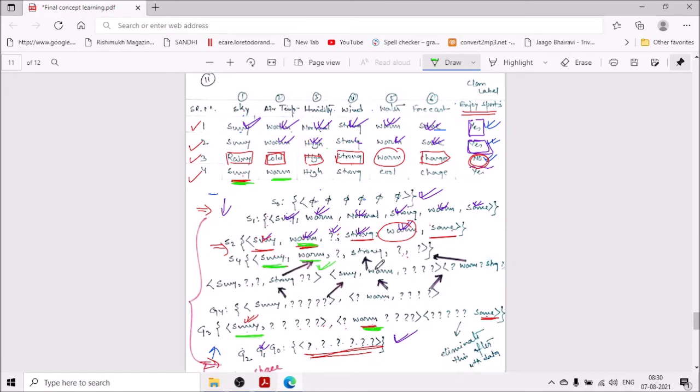There is no ambiguity. Next it's high and it's a question mark. So definitely we have to write question mark. Next is strong. Here also strong. You have to copy the strong. And there is no attribute related to strong. Now it's cool and it's warm. Both are different. We have to use question mark. Here it is change and here it is same. So both are different. So in that case we have to apply question mark.